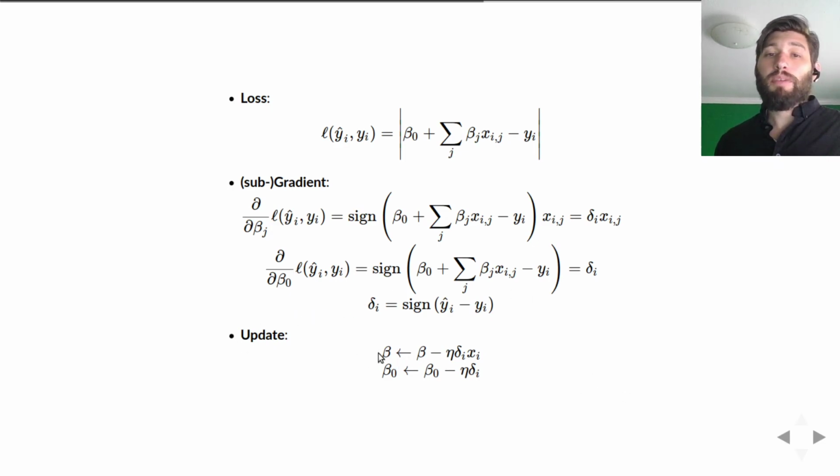So if we make this update, beta is updated with beta minus eta, this is our learning rate, times delta_i times x_i. Okay? So this is our gradient descent update here. Our beta naught update, our intercept update, is beta naught gets beta naught minus eta times delta_i. So it's exactly the same update as before. It's just that delta_i, instead of being a number that can be very large, we saw it started off as 10 and just blew up, it's actually controlled. It's a number that's bounded between -1 and 1.